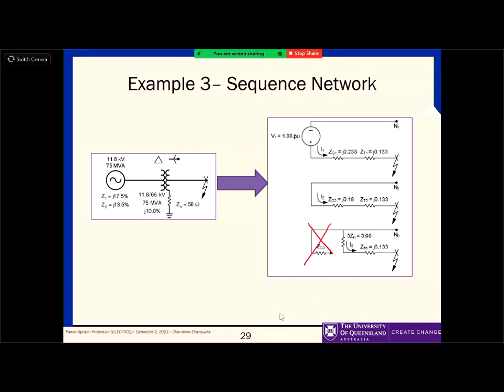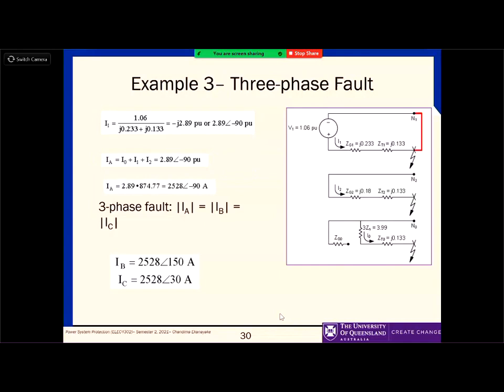Okay, now once you have this, the question says calculate for 3-phase, line to ground and line to line. 3-phase is easy. We don't consider positive or negative or zero sequence networks. It's only this, the one in red. That is the 3-phase fault, right? We have basically only a positive sequence network.